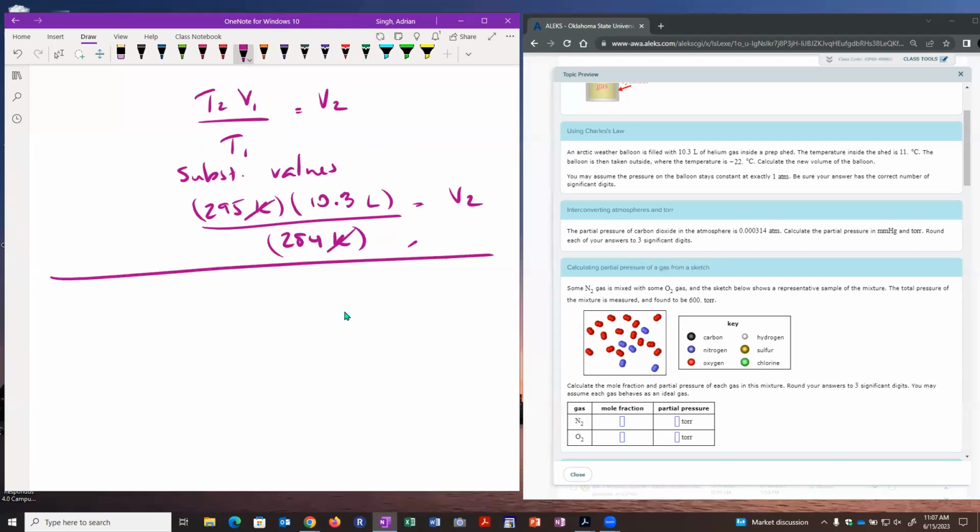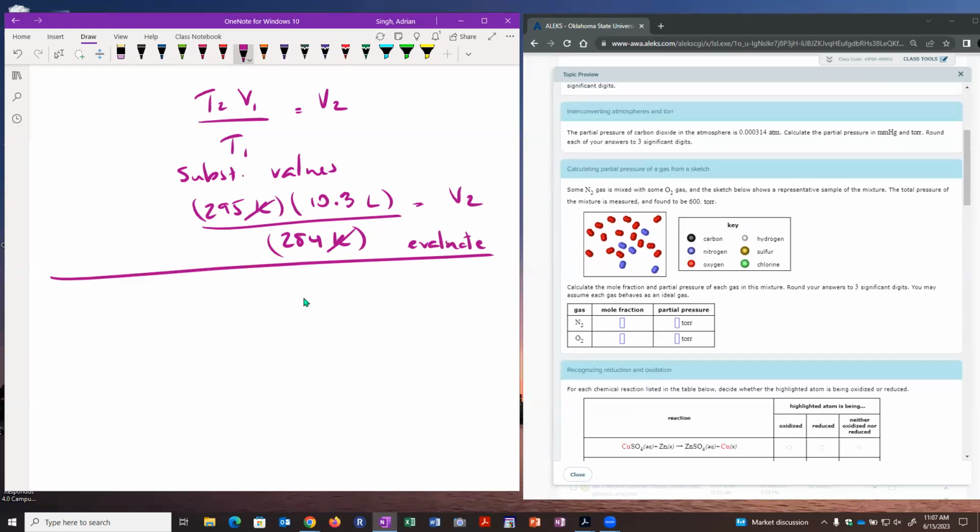All right, and you can go ahead and evaluate this and round it to the correct number of sig figs. And then, like I mentioned at the beginning, there are several different units that we'll see being used for pressure. And this question just asks you to convert between those different units.